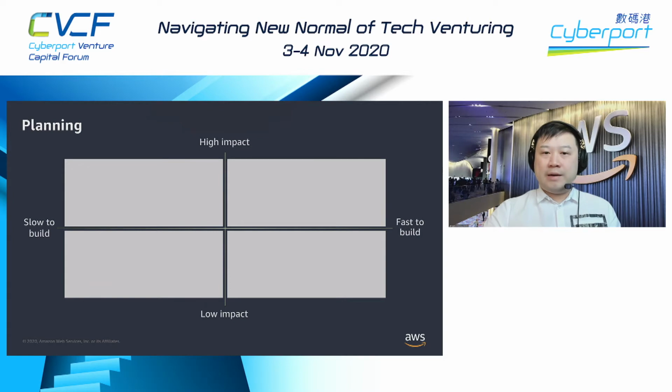Let's look at the right hand side, the fast build, and the bottom right. Bottom right quadrant is distracting. They are quick to implement, but they have little value to your customers. You don't really need them. This will appear often in your planning sessions. Please try not to be tempted.